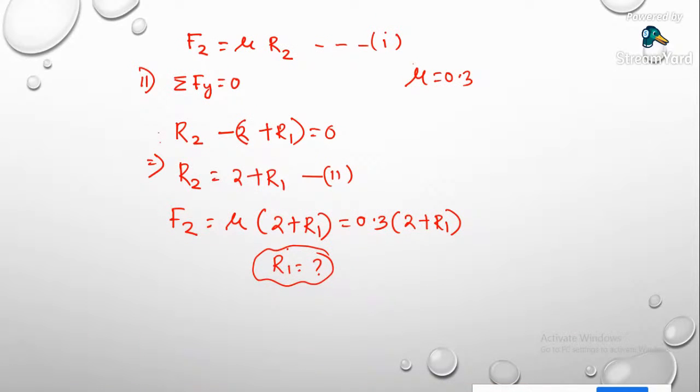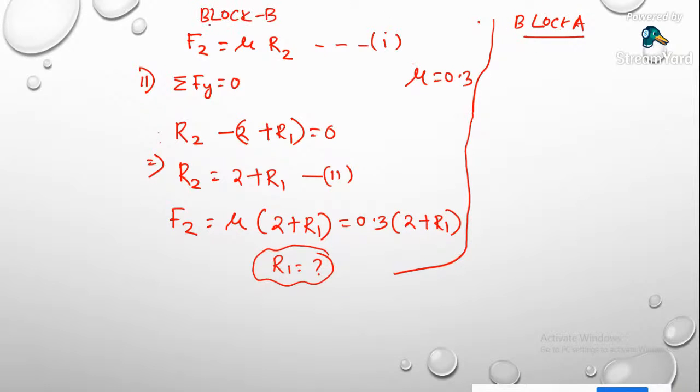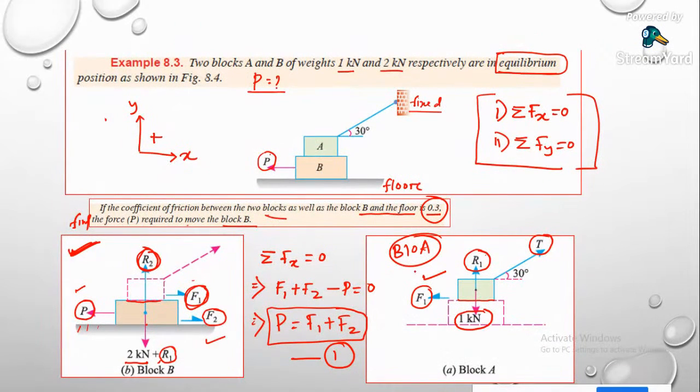Now if you look at block A, this is block A, and this is block B, which I just talked about. For block A, if you use the static equilibrium equation, the net force in x direction will be equal to 0. So whatever forces are acting, F1 is acting, and if you take the component of the tensile force, this is T cos 30 degrees.